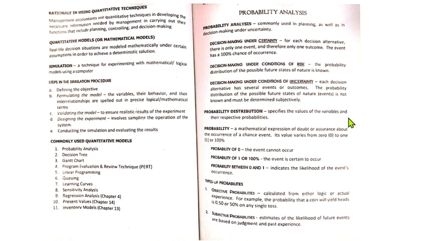The probability distribution specifies the values of the variables in the respective probability. So, a probability is a mathematical expression of doubt or assurance about the occurrence of a chance or event. Its value ranges from 0 to 1. So, when we say probability of 0, ibig sabihin hindi mangyayari. The event cannot occur. When we say probability of 1, yung kabaliktaran naman, the event is certain to occur. It will happen. But when we say the probability is between 0 and 1, ibig sabihin, this is the median between the happening of the event and the not happening of the event. Kaya nga, this is the likelihood of the event's occurrence.